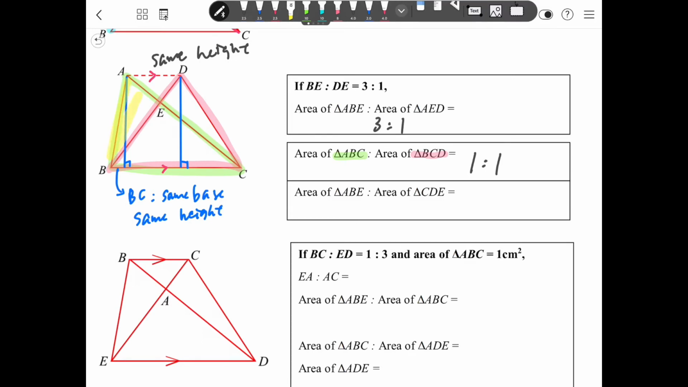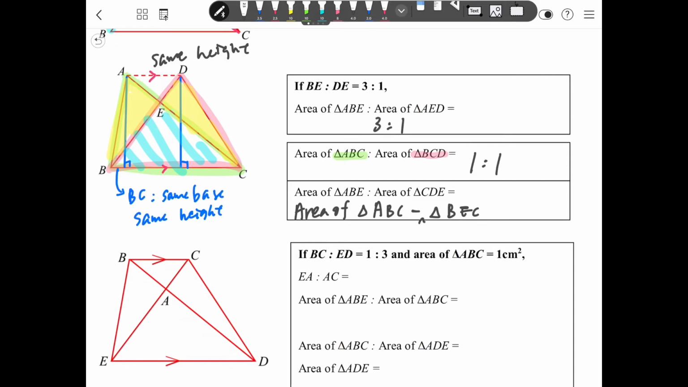For these two areas, may I know would it be the same? If I say the green one equals to the red one, may I know where is the overlapping one? BCE would be the overlapping one. So what we are thinking is the area would be actually area of triangle ABC minus this blue one, triangle BCE.